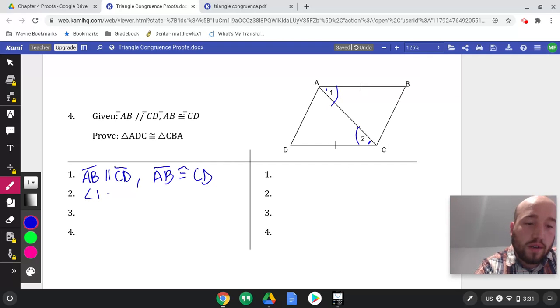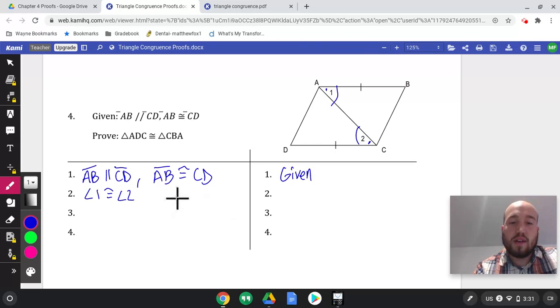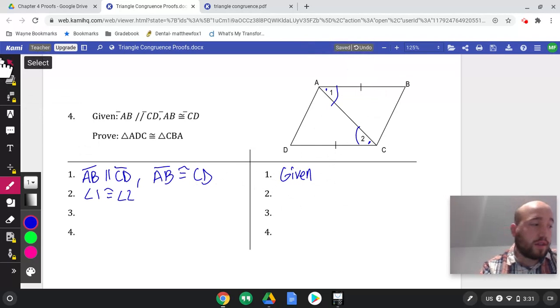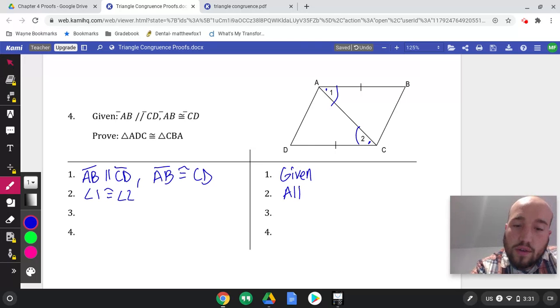So I can say angle 1 is congruent to angle 2. Oops, I forgot. Right here I'm going to write given. And the AB congruent CD, that was already marked on there for us. Okay. So once again, these were what we called alternate interior angles. So because we know that they are congruent.